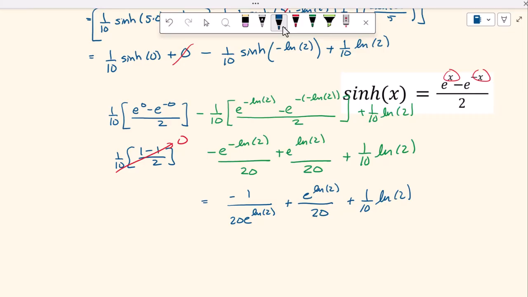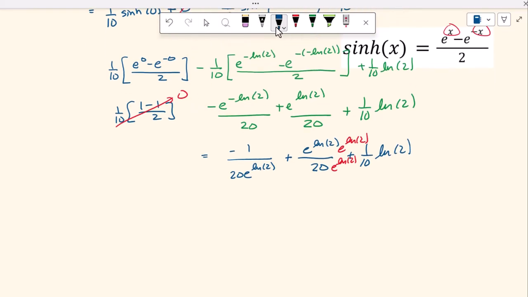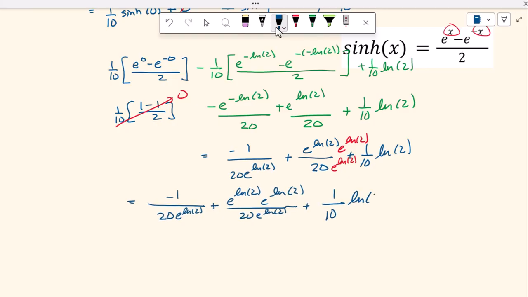So what we want to have here is a common denominator, and I already have the 20. What I'm missing is e to the ln of 2 here. So rewriting, this is going to look like negative 1 over 20 e to the ln of 2 plus e to the ln of 2 times e to the ln of 2 all over 20 e to the ln of 2. And this will get better in a minute. Don't give up. Plus 1/10 ln of 2.